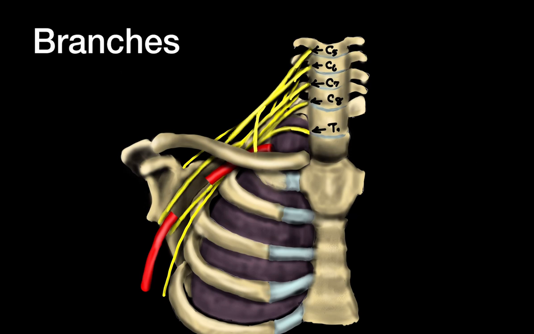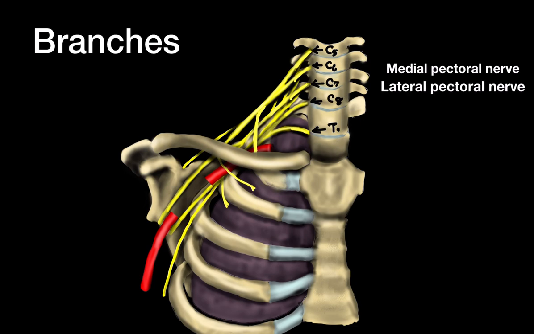Now we will see the branches from the cords of the brachial plexus. First one, you can see there is a branch arising from the medial cord of the brachial plexus near the first part of the axillary artery. This is the medial pectoral nerve. Like that, a branch arises from the lateral cord also in relation to the first part of the axillary artery and goes to the pectoral region, that is the lateral pectoral nerve.